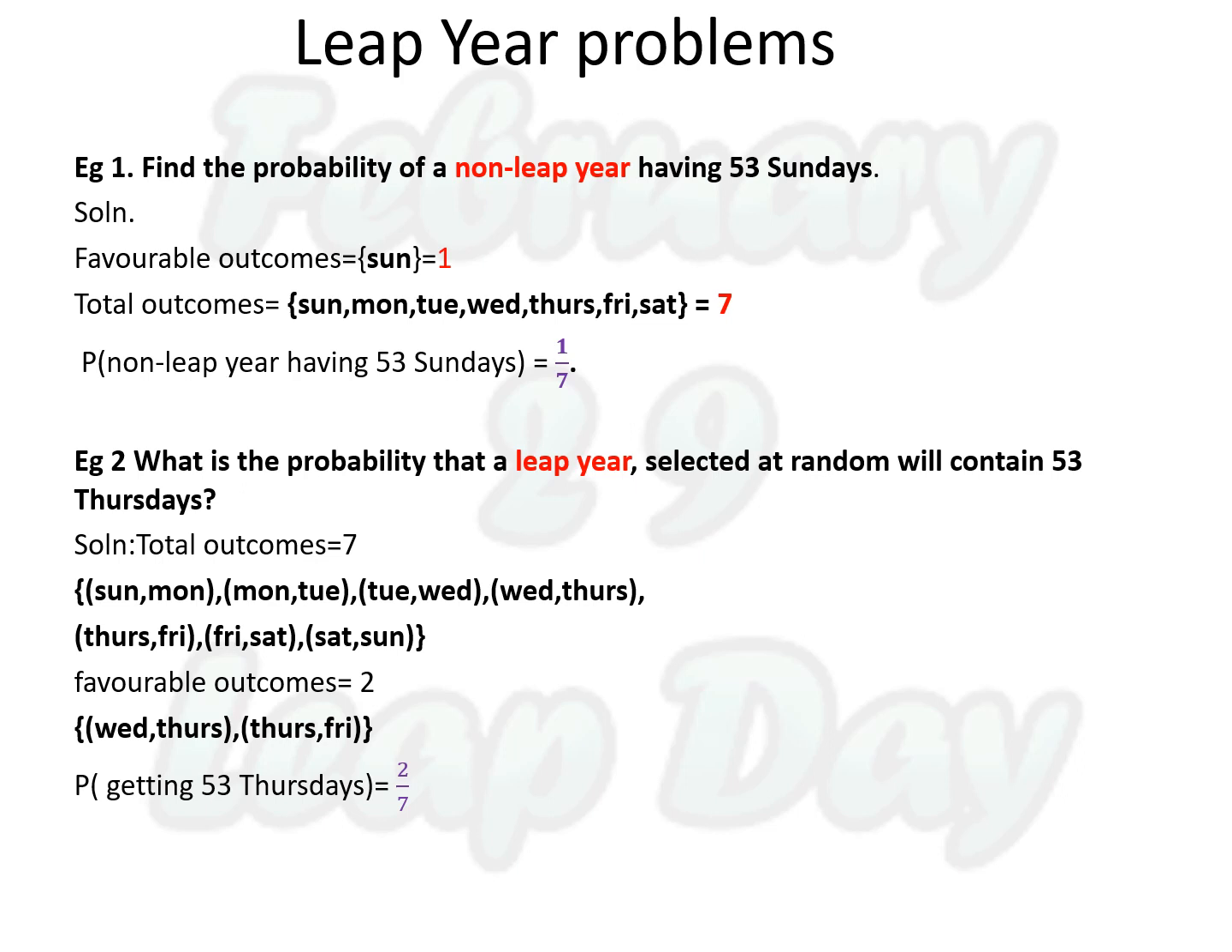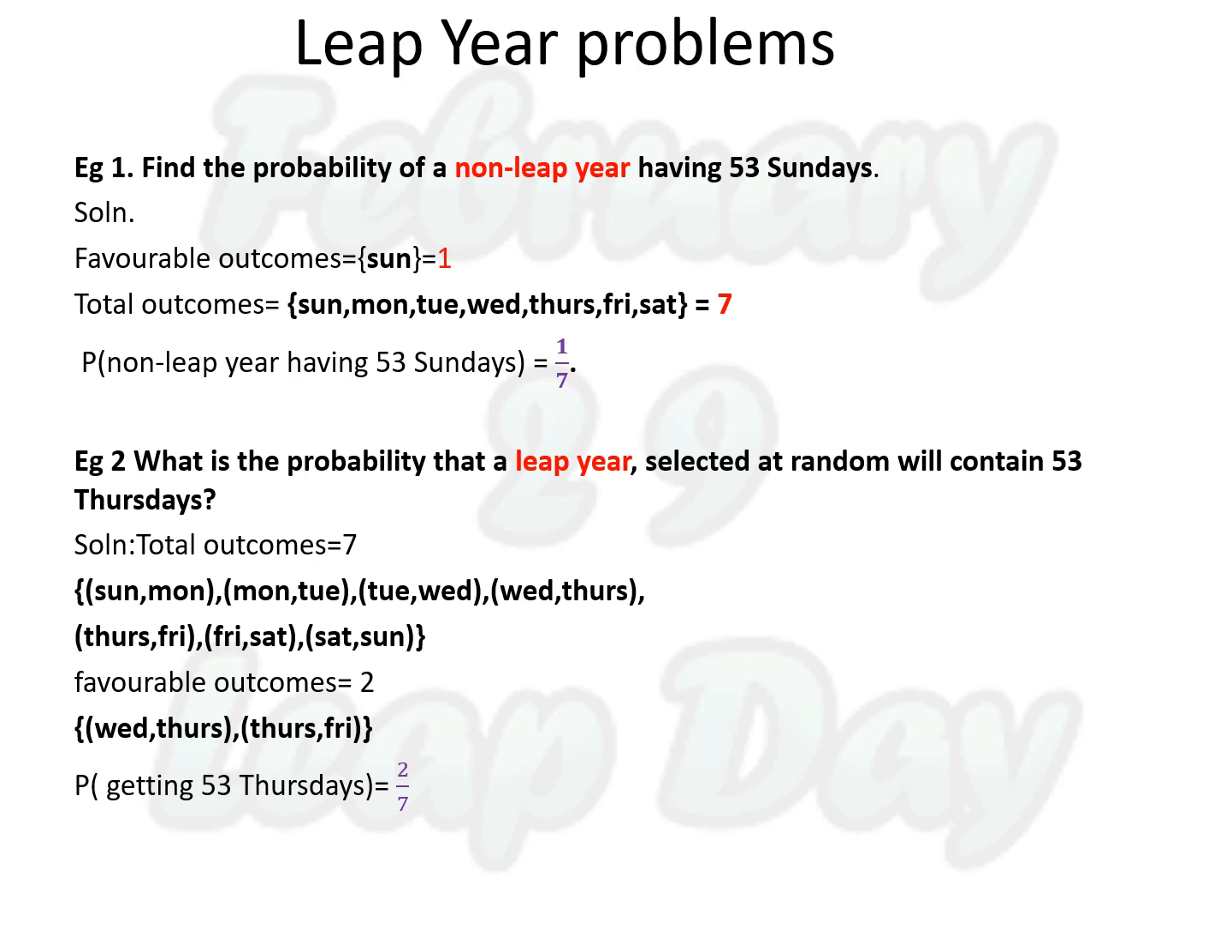Now here we will discuss questions related to leap year. So the first example is: find the probability of a non-leap year having 53 Sundays. So in this, favorable outcomes will be 1 because only Sunday we want, and the total outcomes were 7 in number, as I discussed right now. So the probability of a non-leap year having 53 Sundays will be 1 by 7.